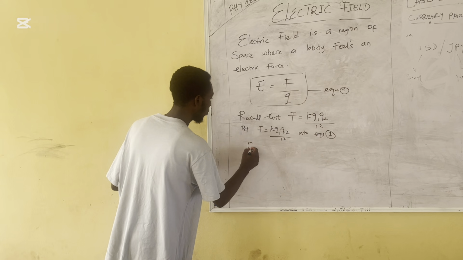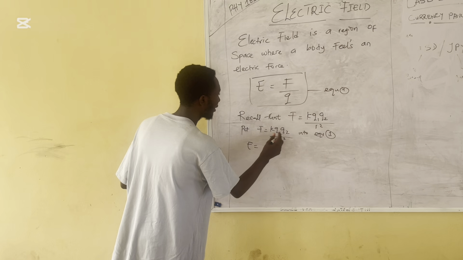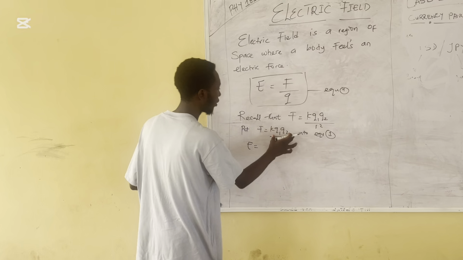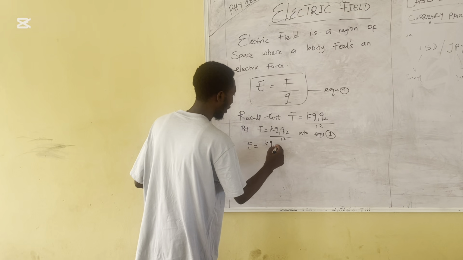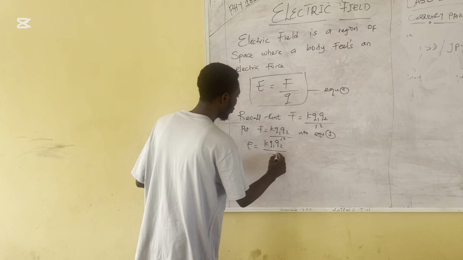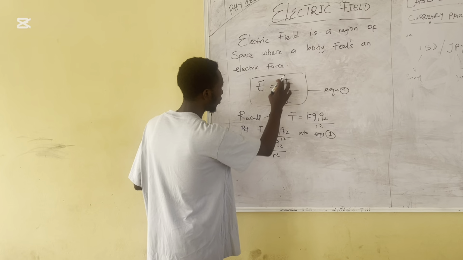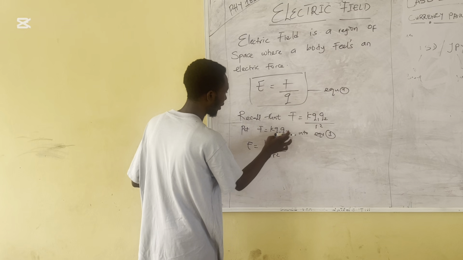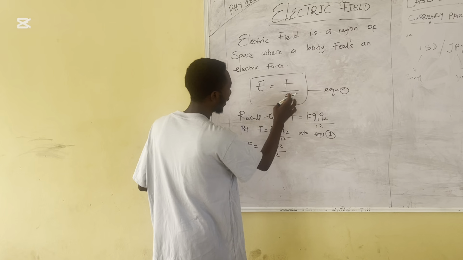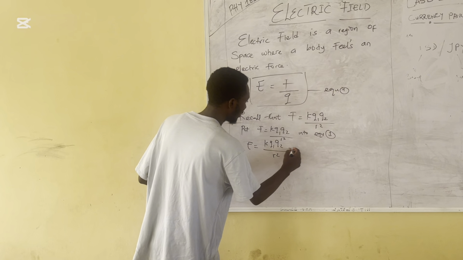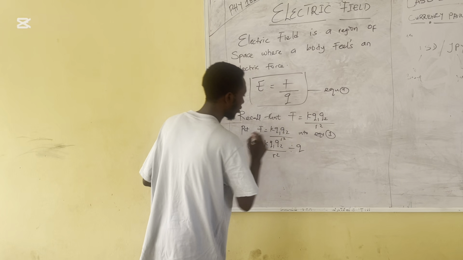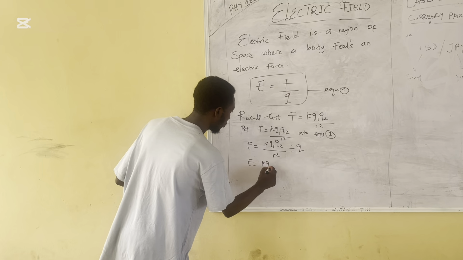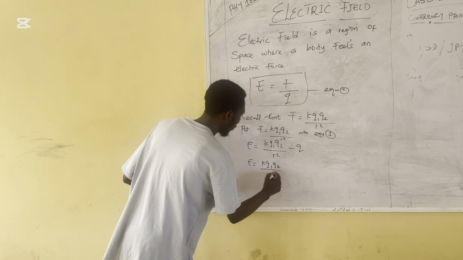Doing that, we have E equals, now instead of F we put this formula, because F is still the same thing as this. So instead of F we are putting KQ1Q2 over R squared, divided by q. Now let's solve mathematically. We have E equals KQ1Q2 over R squared, over q.